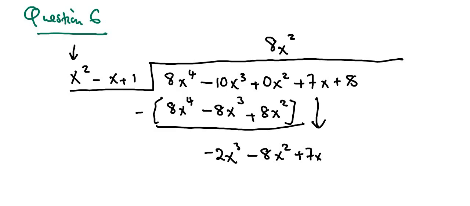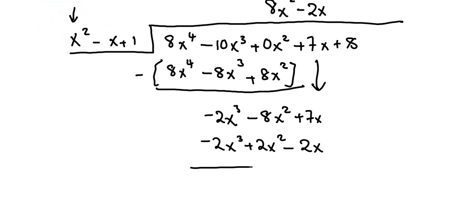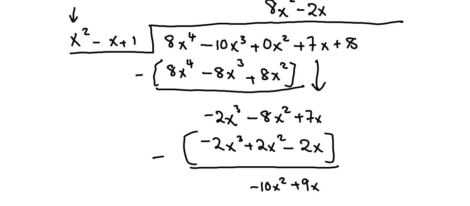Then we divide again. X into negative 2x, that's going to be negative 2x. Then now we multiply. So this is going to be negative 2x cubed plus this is going to be 2x squared. Then minus 2x. Then here again we find the difference. So the difference here will simply be negative 10x squared, then this is going to be a 9x. Then we bring down the 8 here, so this is going to be that.